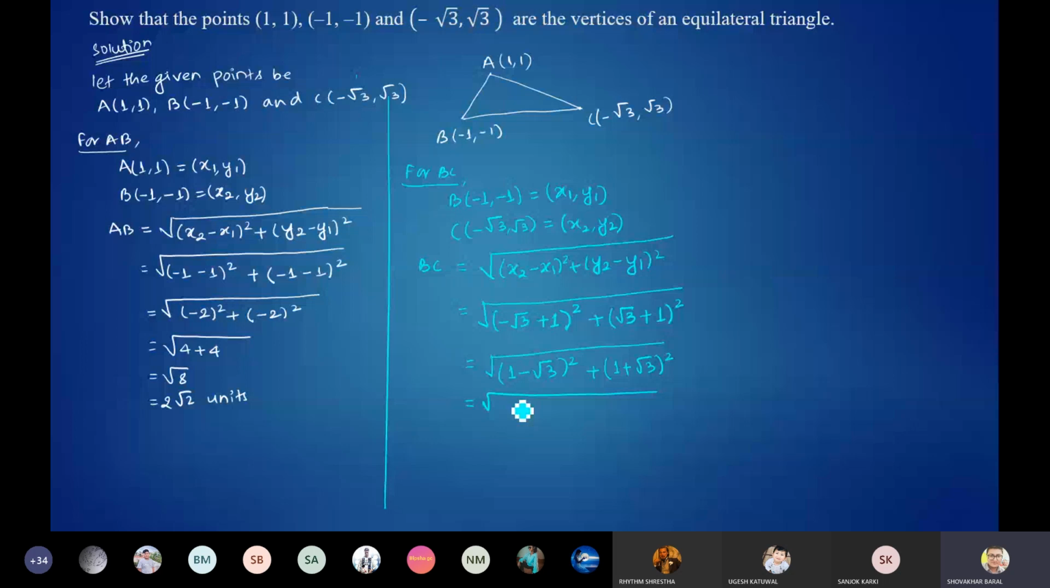Please tell me, what is the formula of (a minus b) whole square? A square minus 2ab plus b square. Okay, very good, Deepsa.